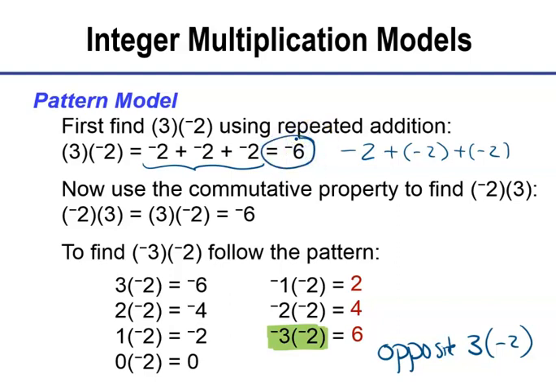You could also use the commutative property. If we know that negative 2 times 3 is the same as 3 times negative 2, and that's negative 6.